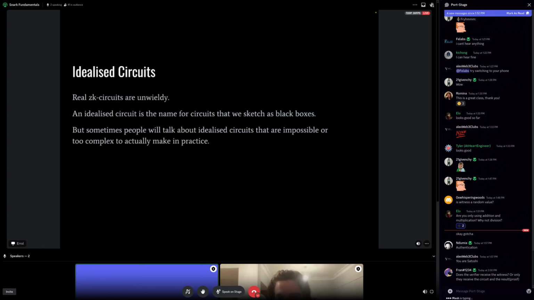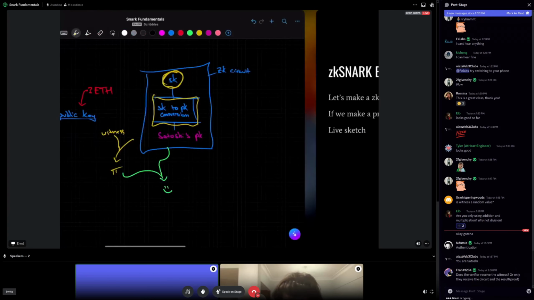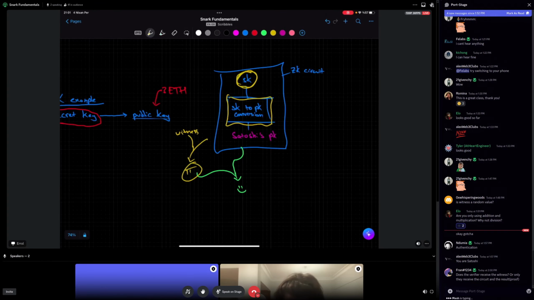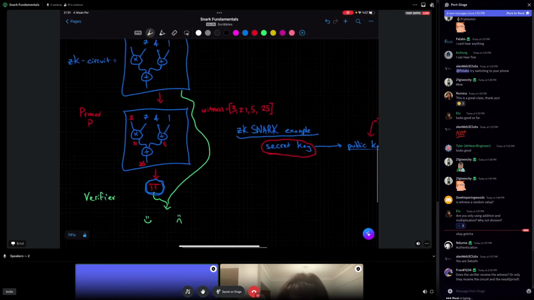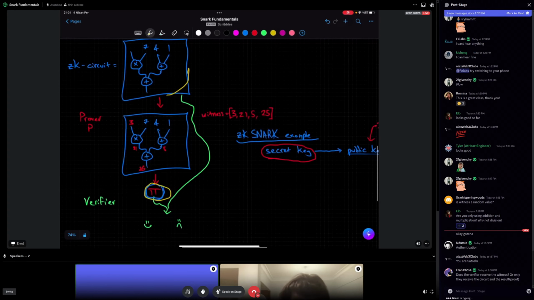To Fran's question, does the verifier receive the witness? They do not receive the witness. That's the zero knowledge aspect. The verifier receives the proof and the original circuit. I've drawn it here, but when the verifier goes, they get the proof and they get the original circuit. And the witness here with all these filled in values doesn't go to the verifier.